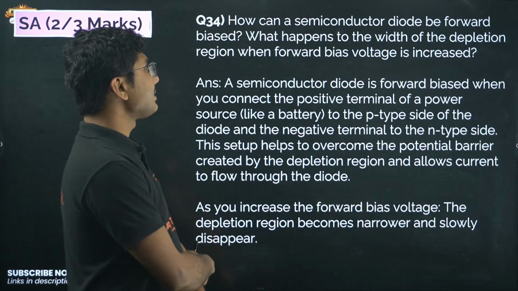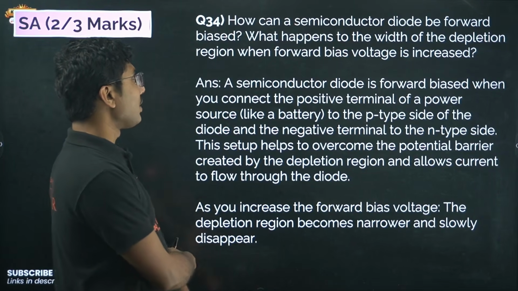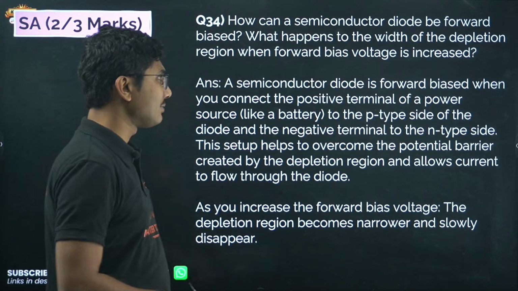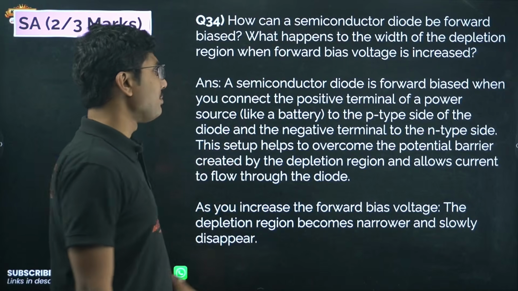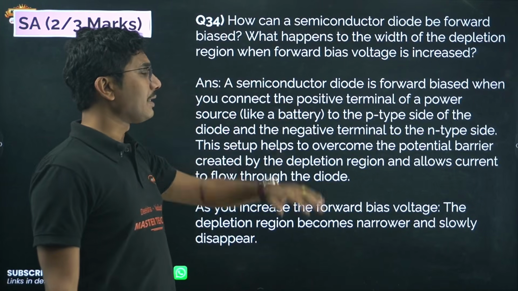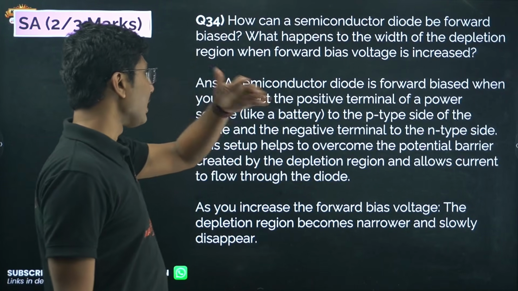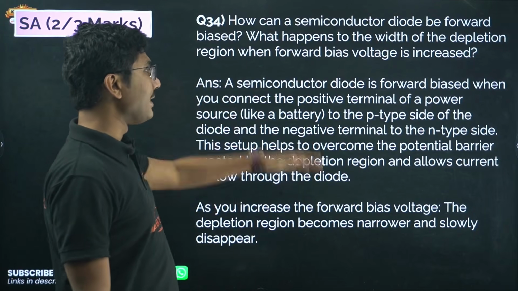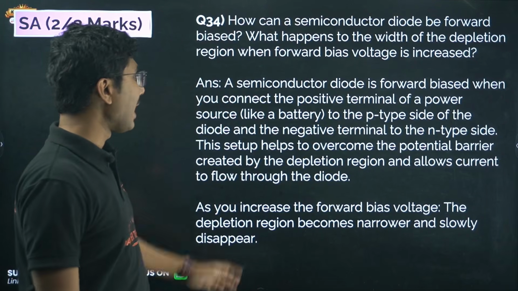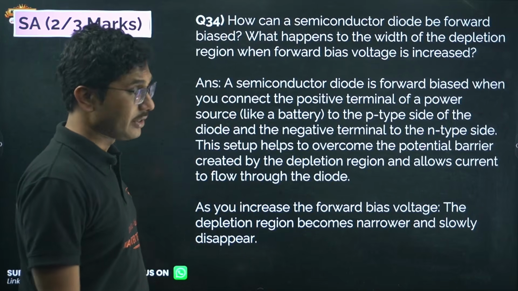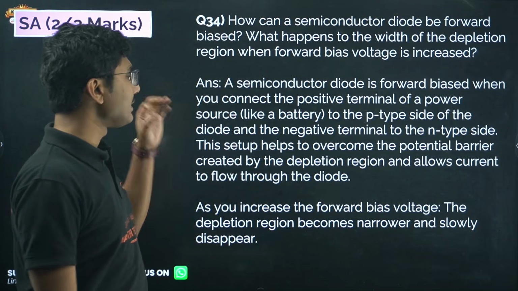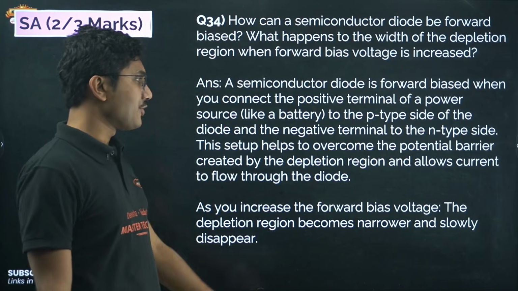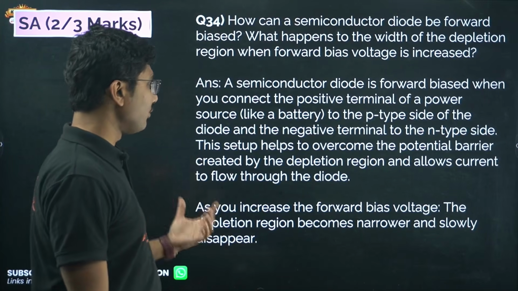Next, how can a semiconductor diode be forward biased? What happens to the width of the depletion region when the forward bias voltage is increased? Again, a 3-marker question. A semiconductor diode is forward biased when you connect the positive terminal of the power source like a battery to the P side of the diode and the negative terminal of the battery to the N side of the diode. This setup helps to overcome the potential barrier created by the depletion region and allows the current to flow through the diode.